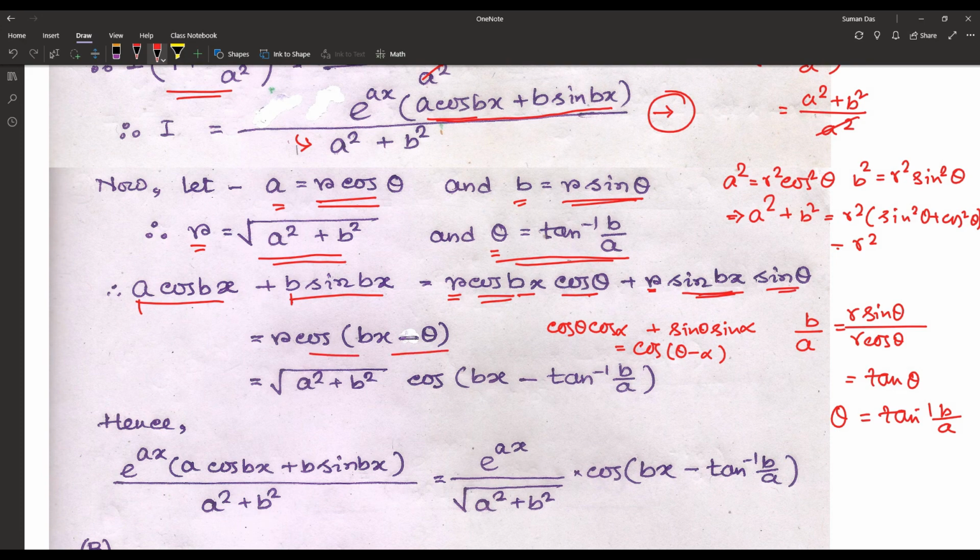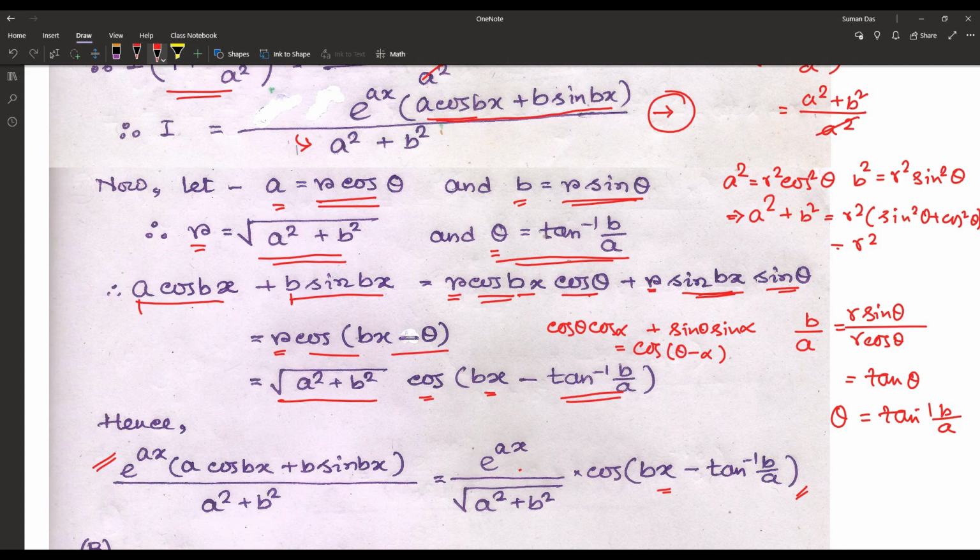So putting the value of r, we get the square root of a square plus b square, and cos of bx minus the value of theta, tan inverse b by a. Hence, we can write the complete formula as e to the power ax divided by a square plus b square, into the square root of a square plus b square. So we can divide that, and it becomes, in the numerator, the square root of a square plus b square into cos of bx minus tan inverse b by a. So that is the derivation of the two options for the first formula.